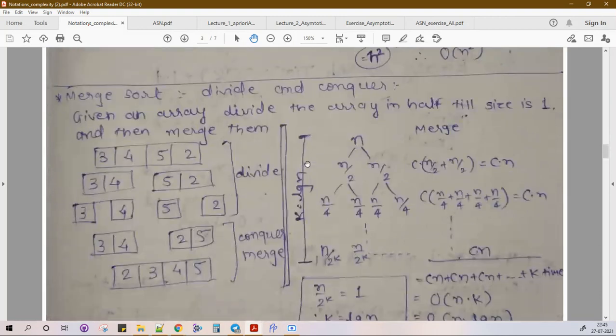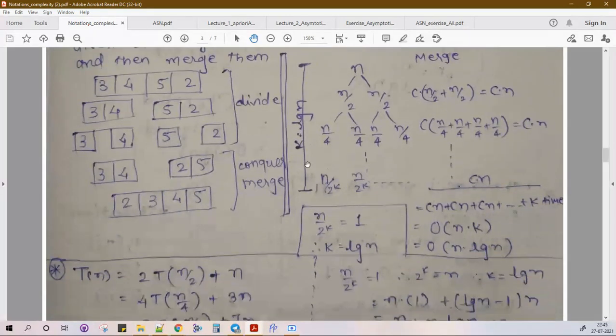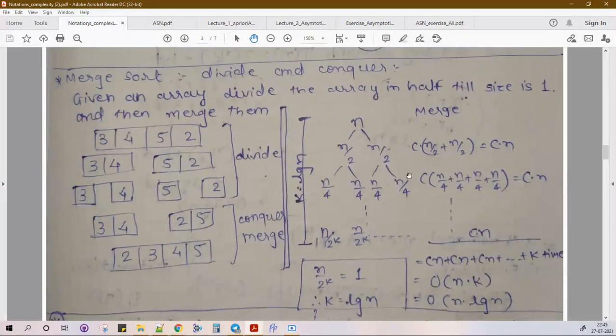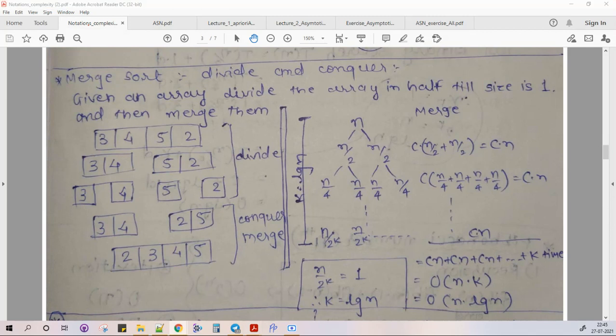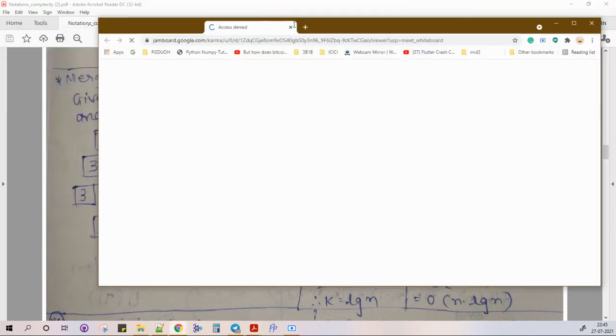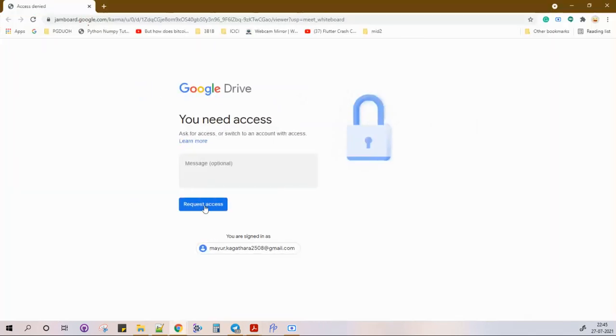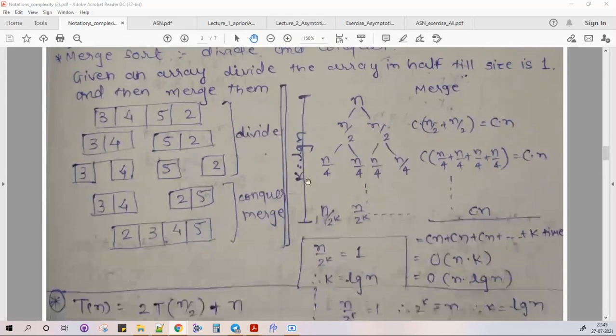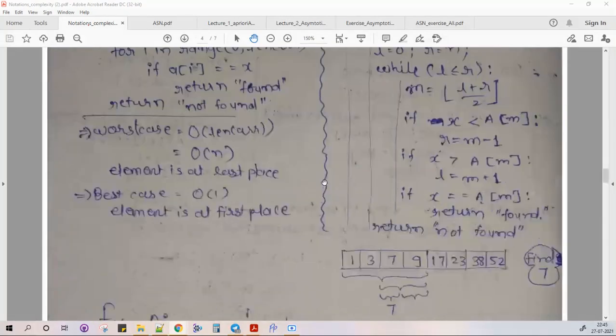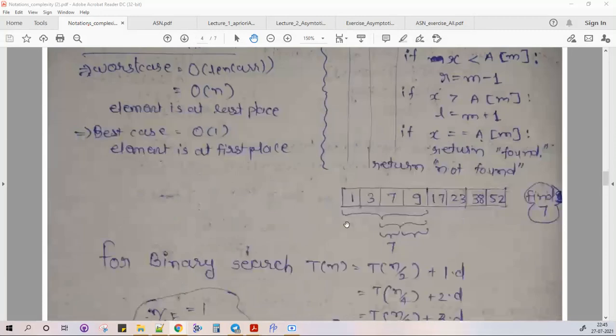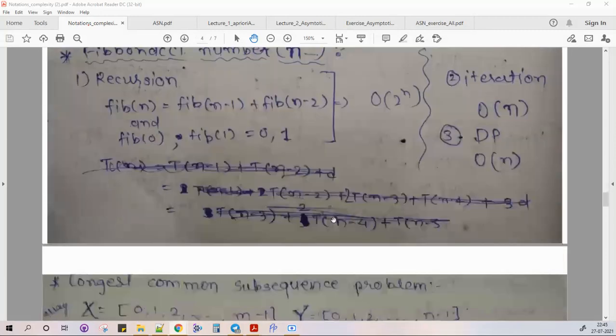Merge sort. Okay. I guess we will need this kind of tree structure in recursion tomorrow. I said a Jamboard file with the meeting. So can we write there or something? I don't know. Yesterday also you said this, right? Okay, it is asking for access. Never mind. So linear search, binary search will come under recursion.